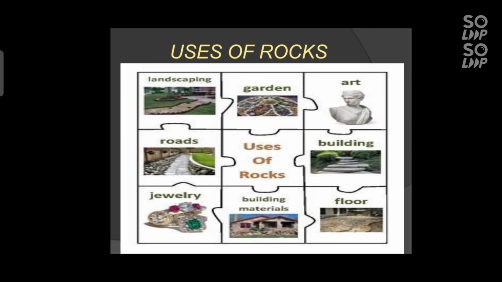Pathways. Gardens we decorate with rocks. Some big rocks we make into art sculptures. Some roads use rocks. Some buildings are also made from rocks. Do you know some jewelry are rocks? The ruby is a rock. The diamond is actually a rock.